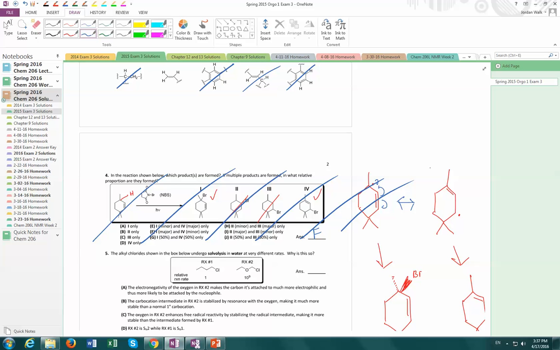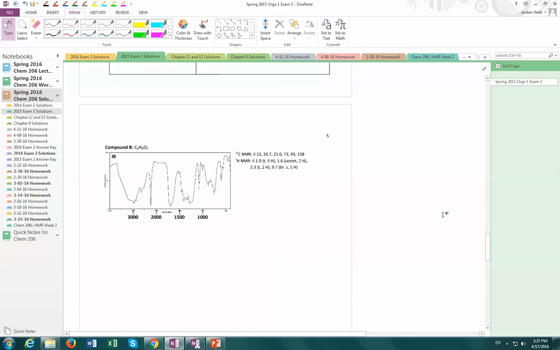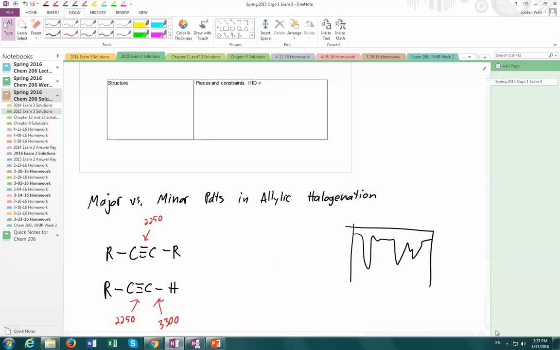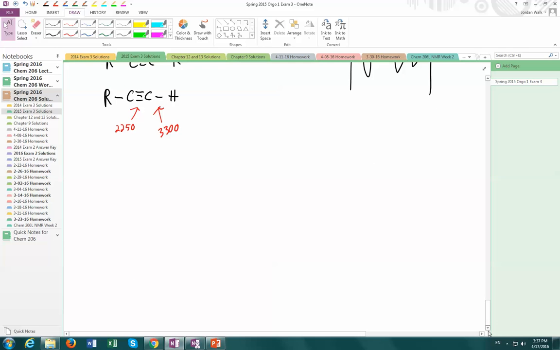Question about stats? Yeah. Would you be willing to go over the difference between allylic halogenation with NBS and radical addition of HBr? Yeah, so we're going to talk for a minute about the difference between a standard radical halogenation and then an allylic halogenation.